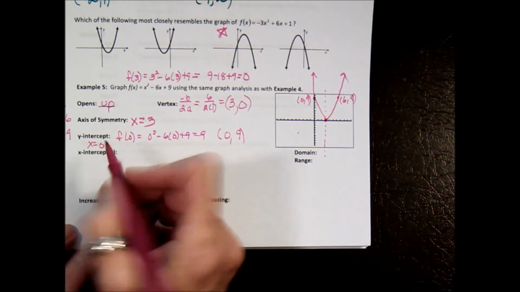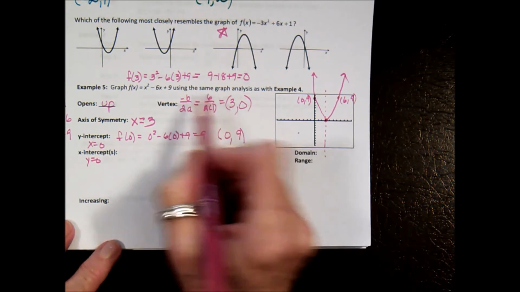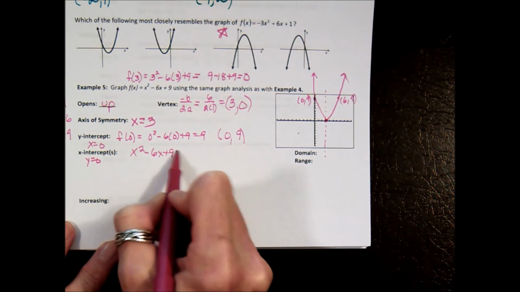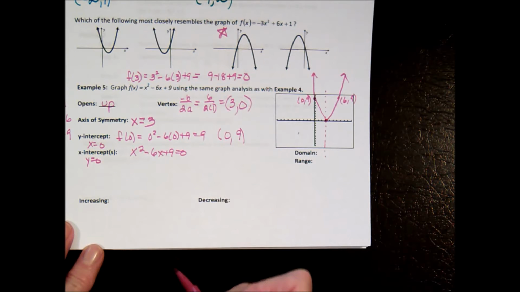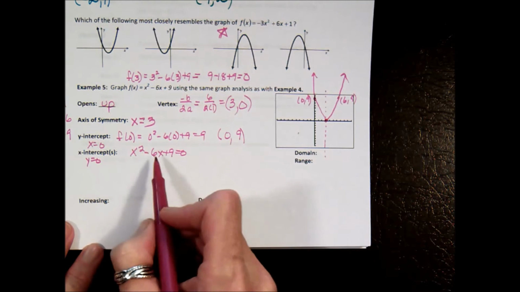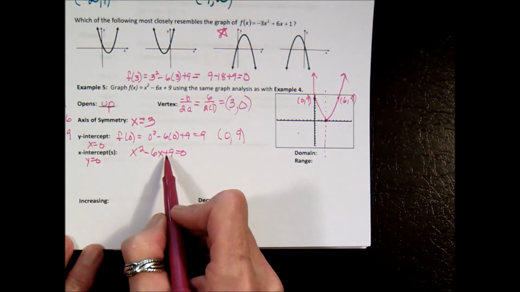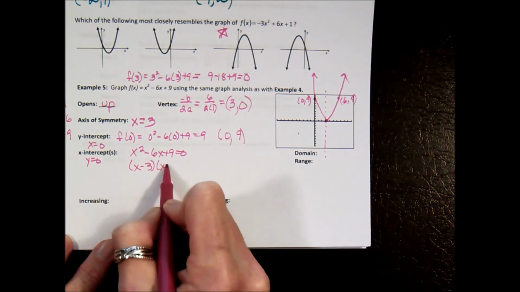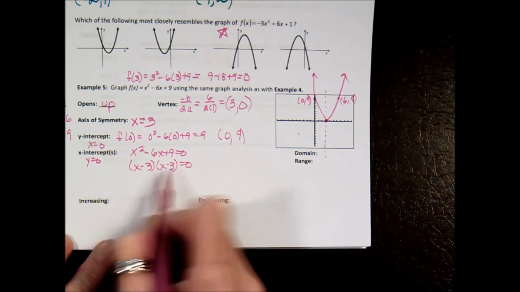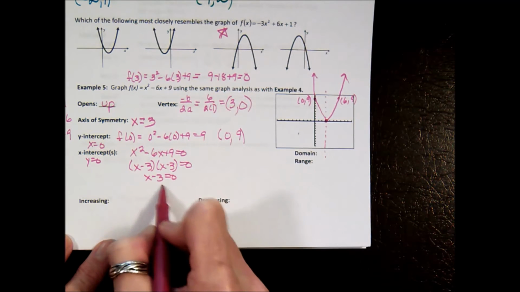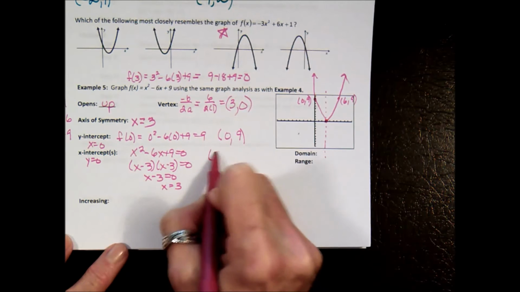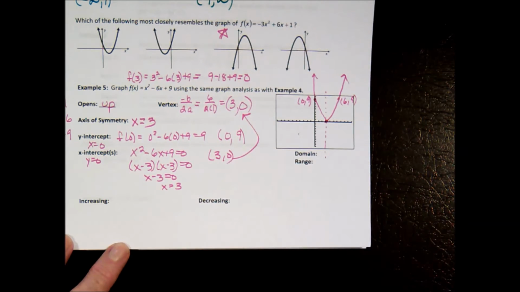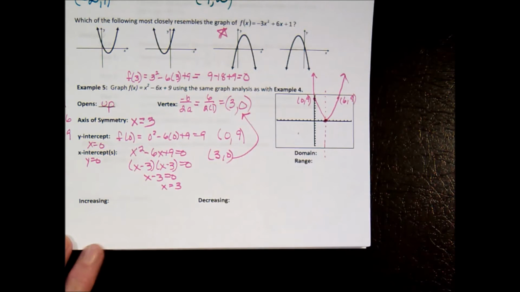X-intercepts, we let y equal 0. So I set this equal to 0. X squared minus 6x plus 9 equals 0. And what I want to know is, is that factorable? Are there factors of positive 9 that add up to negative 6? Yes, there are. (x minus 3)(x minus 3). Set them each equal to 0 and solve, and I get x equals 3. So I already knew that that was an intercept right there. That's the only time it touches the x-axis.